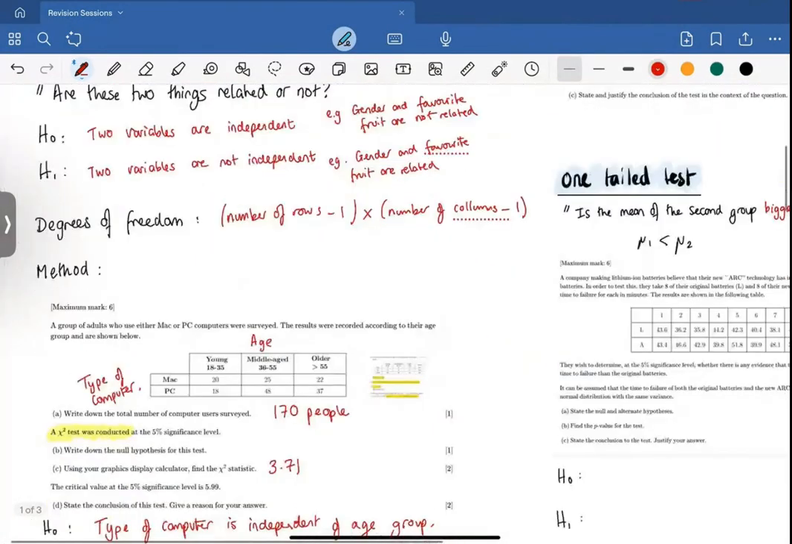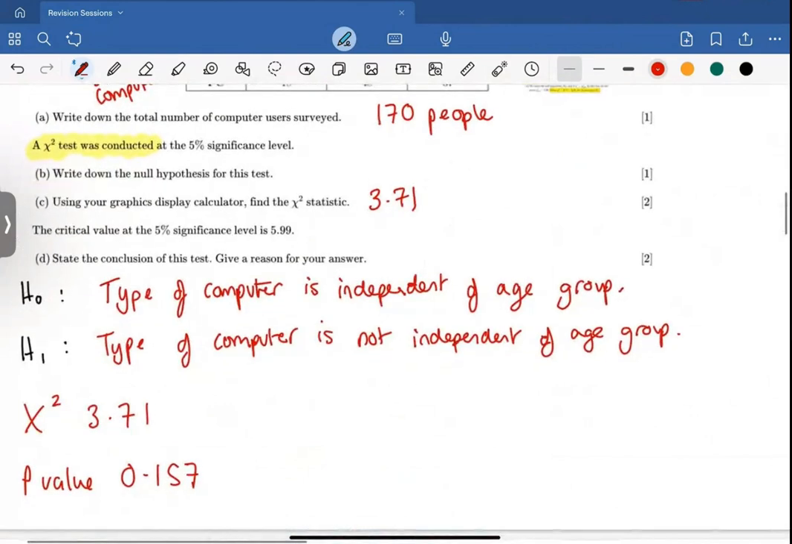So let's first of all compare our test statistic to the critical value. So 3.71 is less than 5.99. So we've not gone over that critical value. It's not enough evidence here to suggest that we've gone over that critical state.